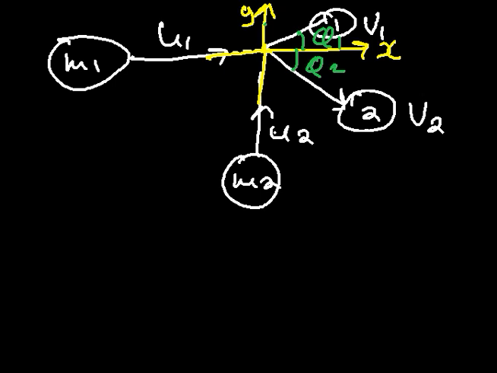So now let's start with the analysis along the x-axis, that is the momentum along the x-axis. Along the x-axis, the initial momentum is only for the object of mass m1, and it is only along the x-axis, so we'll have it as m1 u1, which is equal to, then we'll have to resolve the velocities into components.